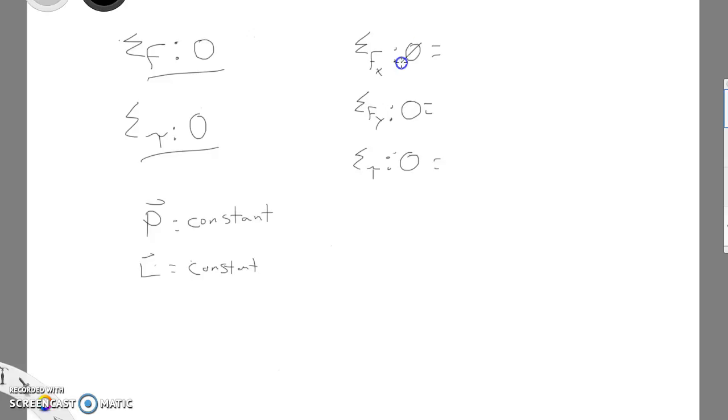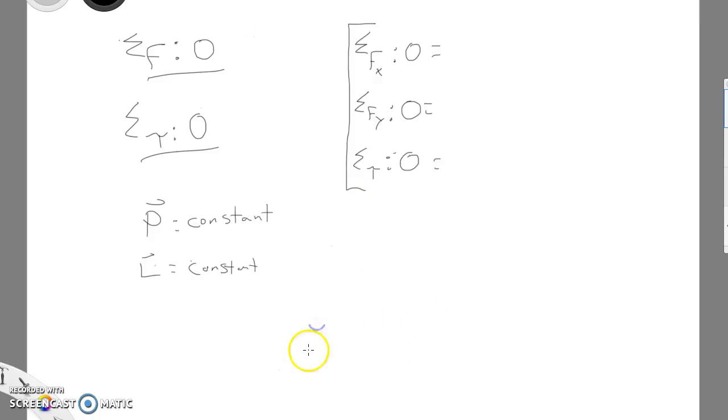Now remember, if it's not in equilibrium, this is MA, and this is I alpha. And that is still true of those situations where something is not in equilibrium. I don't want you to forget that in the process of this chapter, because this chapter is focused only on the circumstances where this is equal to zero. There are plenty of other circumstances where these things are not equal to zero, and we don't set them equal to zero.